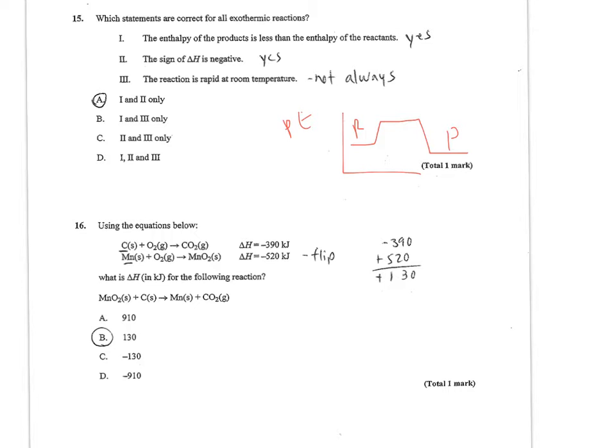16, using the equations below. So when I look at my desired equation, I see carbon is a reactant, and it's also a reactant in my desired equation. It's the correct amount, so it's going to stay minus 390. Mn is one of my products, but again, it's the correct amount. So I just need to flip my second equation. And so I should be able to add negative 390, positive 520, and my enthalpy change should be 130.